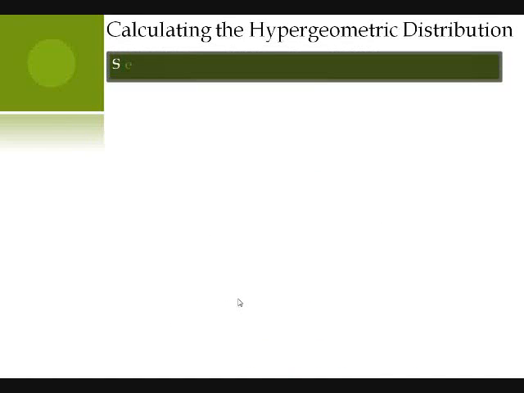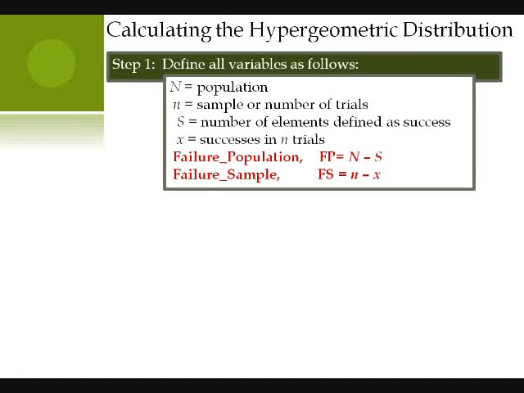The step-by-step approach for calculating a hypergeometric distribution starts with defining the variables. Again, if you can get this part, you're halfway there. I've already talked about the first 4 variables. I'm going to clean up the math a little bit, and rather than stopping in the midst of another calculation to say population minus successes, I'm going to calculate that at this point and assign it the variable names FP for the failure population and FS for the failures in the sample. Again, we're just taking the total population minus the successes in the population, or the sample minus the successes in the sample.